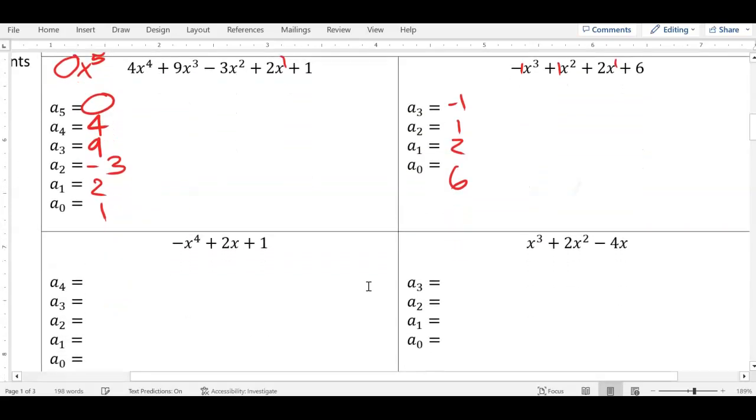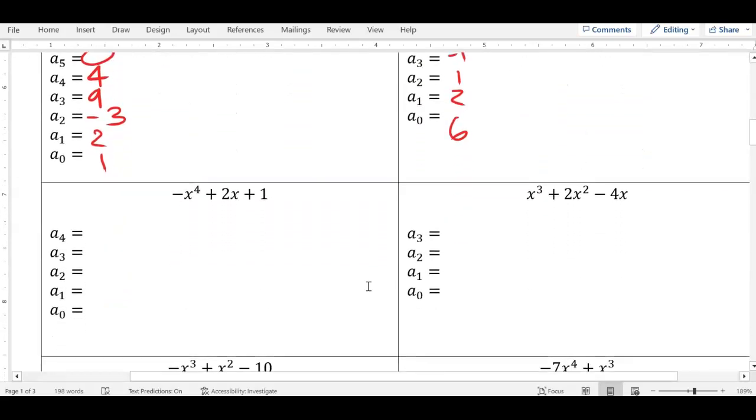Look at the next one. What's a sub 4 if it's a negative sign? Negative 1. A sub 3. Hold up. Where's x to the 3rd power here? I don't see it. So what do I put? 0. There is 0 x to the 3rd here. What about x squared? Is there an x to the squared here? No. No x squared, so a sub 2 is 0. But I do got an x to the 1. What's my a sub 1? 2. What's my a sub 0?